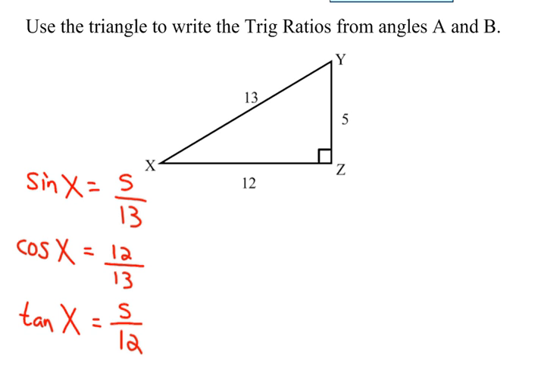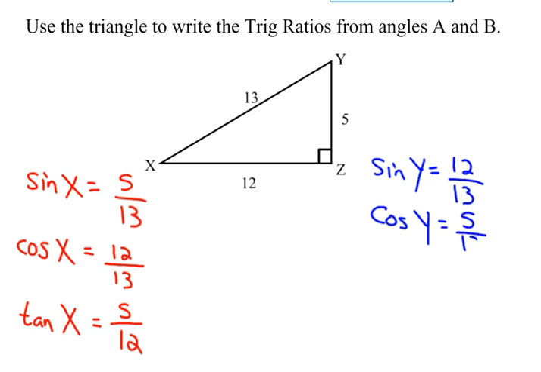Now we'll go to angle Y. Sine of angle Y equals opposite 12 over hypotenuse 13. Cosine of angle Y equals adjacent 5 over hypotenuse 13. Tangent of angle Y equals opposite 12 over adjacent 5.